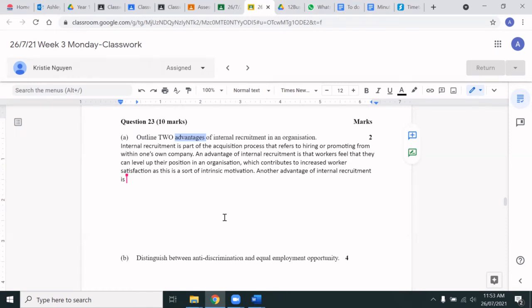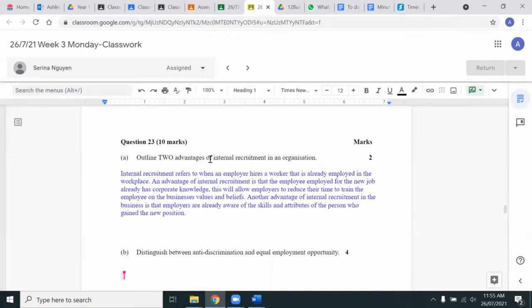I'm going to pick somebody. I'm going to give you a minute to answer this because it's just 2. Sorry, outline 2 advantages of internal recruitment. So remember, from HR, there's internal recruitment or external recruitment. Now it doesn't say you need a definition, but I would probably put one in. Internal recruitment refers to when an employer hires a worker that is already employed in the workplace.